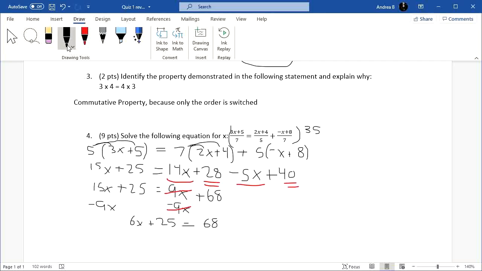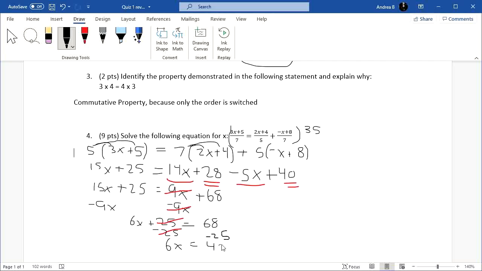0 plus anything keeps that number the same on the right hand side as the 68. And then we can subtract 25 from both sides of the equation to finish getting that x part by itself. Once again, the 25 minus 25, you can think of those as canceling each other out, or they zero out because 25 minus 25 gives you 0. So then we'd have 6x equals, and then do the 68 minus the 25, so we get 43.